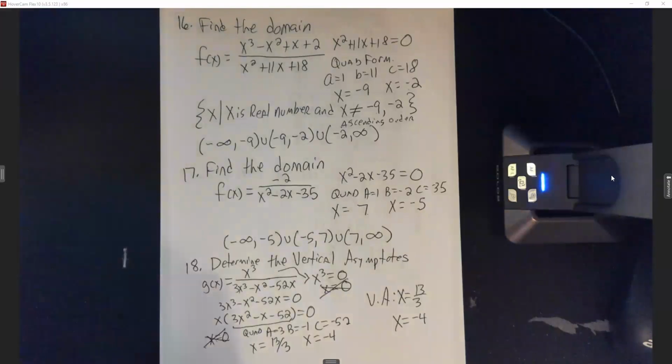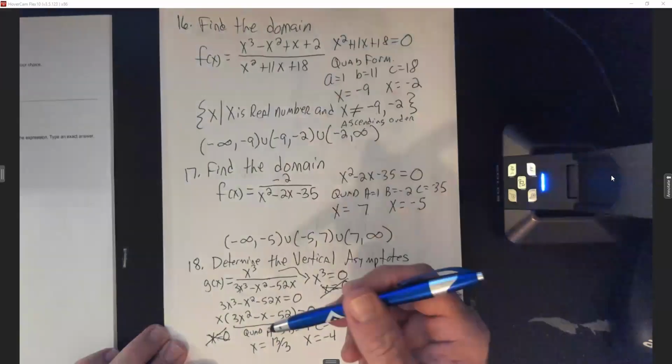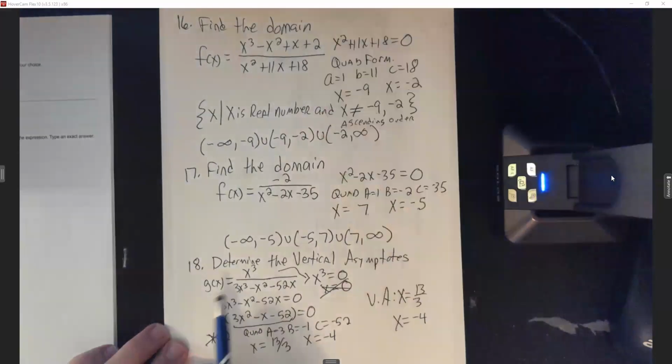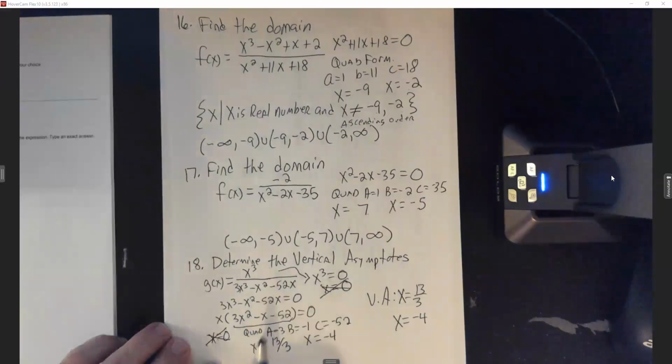So to me, 16, 17, and 18 were basically the same because you took the bottoms and set them equal to 0. The only difference was 18: since you had the variable on the top and you're looking for asymptotes, you had to see if anything on top could cancel with the bottom.